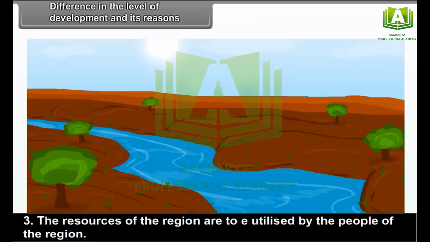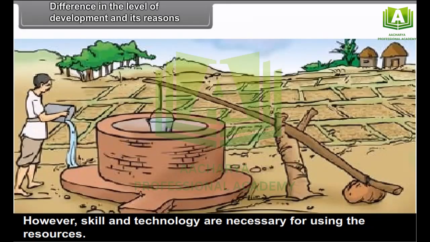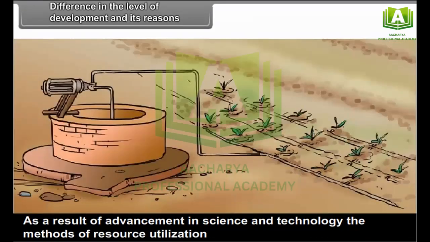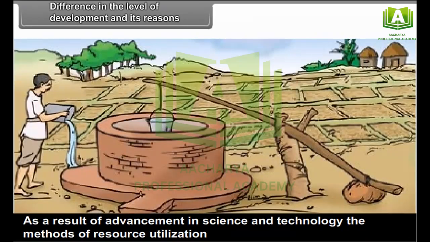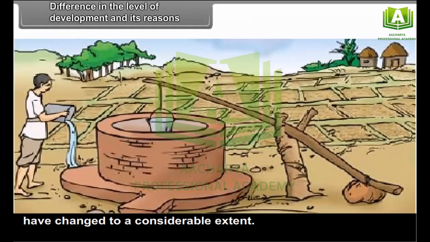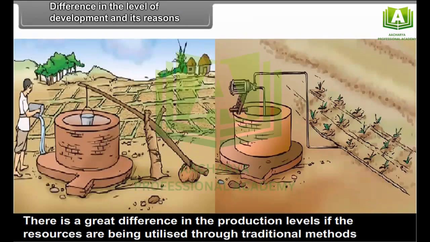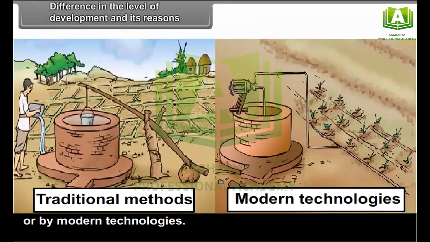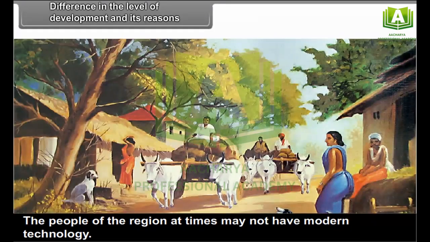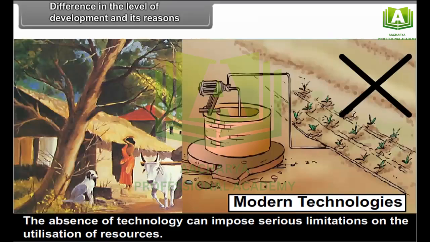The resources of the region are to be utilized by the people of the region. However, skill and technology are necessary for using the resources. As a result of advancement in science and technology, the methods of resource utilization have changed to a considerable extent. There is a great difference in the production levels if the resources are being utilized through traditional methods or by modern technologies. The people of the region at times may not have modern technology. The absence of technology can impose serious limitations on the utilization of resources.